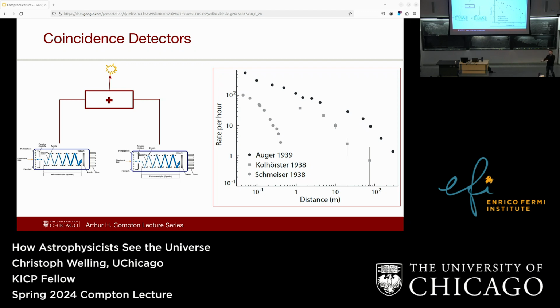Yes? So is the idea that it's the same cosmic ray going through both detectors, or that there's a pack of cosmic rays going through?